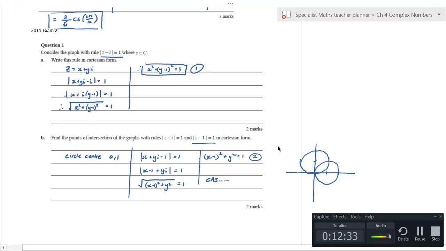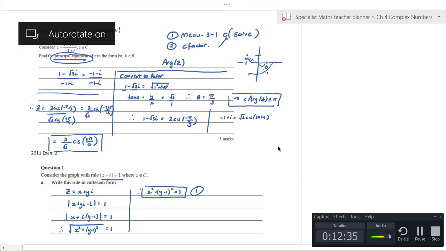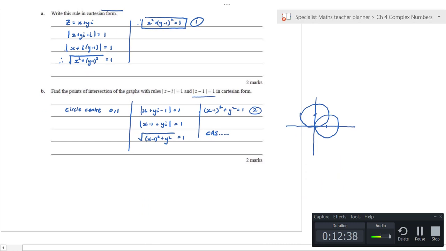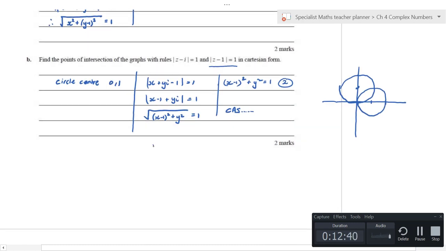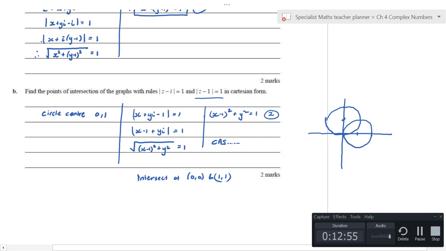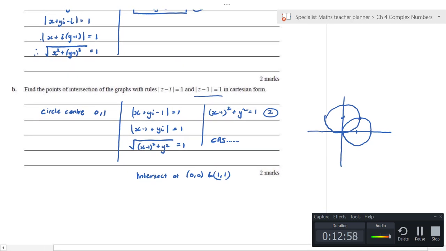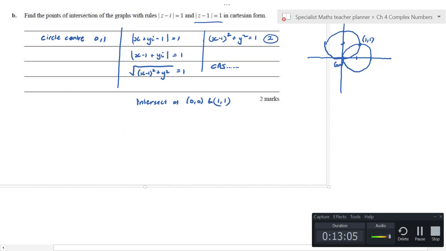So, find the points of intersection. There's got to be some method mark. So what we can say is that they intersect, it says find the points of intersection. They intersect at 0, 0, and 1, 1 is our answer mark there. Okay, so that coordinate there is 1, 1, and that coordinate there is 0, 0. Okay, so that's sort of an exam question.